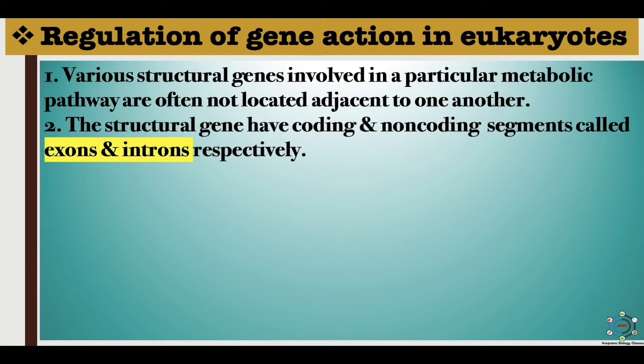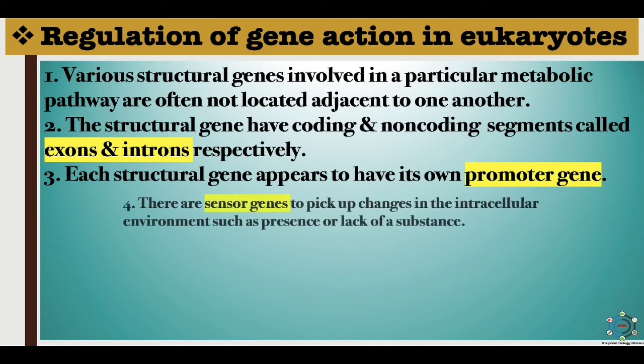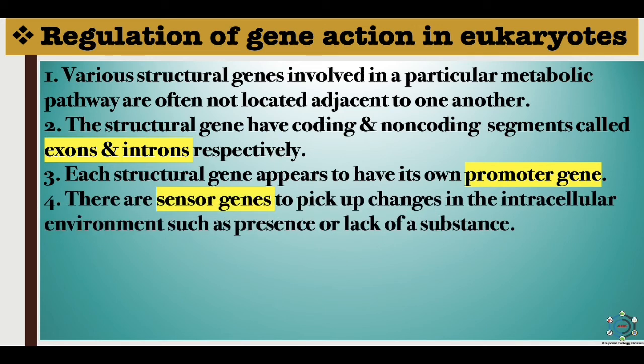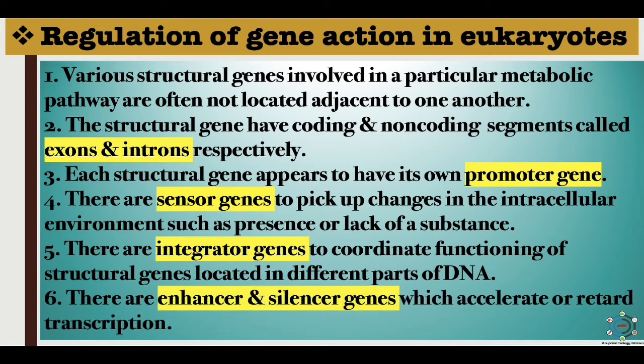The structural genes have coding and non-coding segments called exons and introns respectively. Each structural gene appears to have its own promoter gene. There are sensor genes to pick up changes in the intracellular environment, such as the presence or lack of a substance. There are integrator genes to coordinate the functioning of structural genes located in different parts of the DNA. There are enhancer and silencer genes which accelerate or retard transcription.